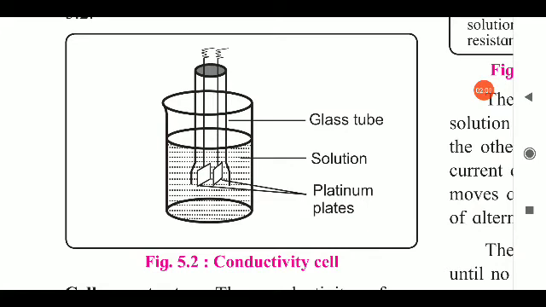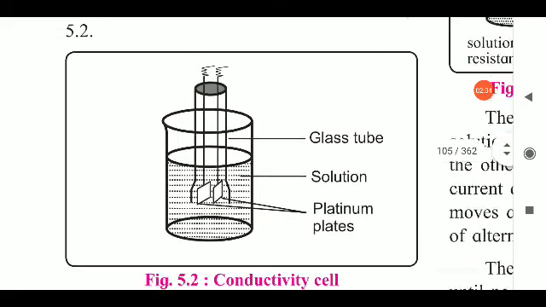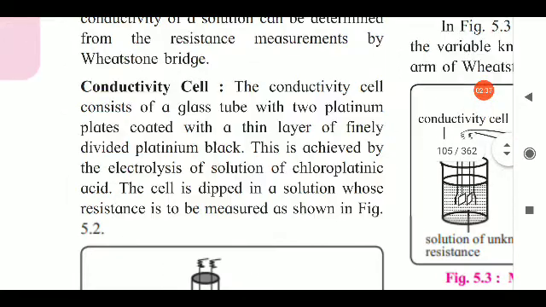Now students, the arrangement will be like this, and you will notice here a glass tube. The solution for which we are going to calculate the conductivity is taken inside the beaker, and inside the glass tubing there is an arrangement of platinum plates. These platinum plates are useful for the measurement of the resistance of the corresponding solution. Now students, this is the arrangement of a conductivity cell.